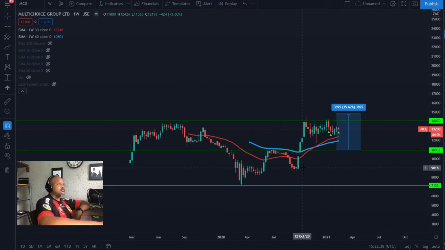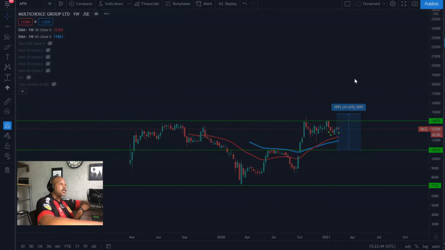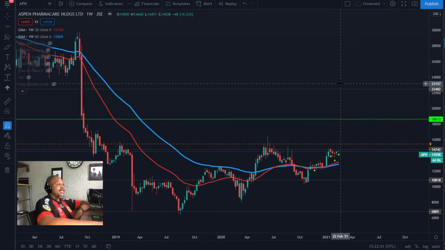Multichoice. Multichoice has been a stock that I've been watching for a while on that ascending triangle pattern there. So I'm looking for a break higher, and then I'm gonna jump into the stock. Next on my list is ASPEN.